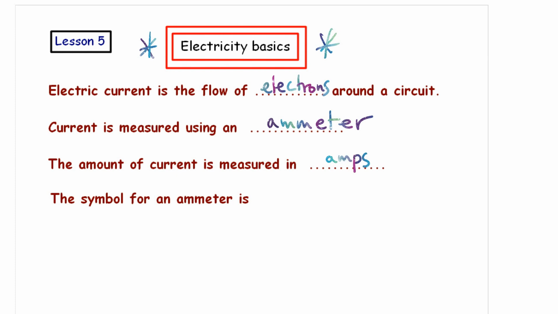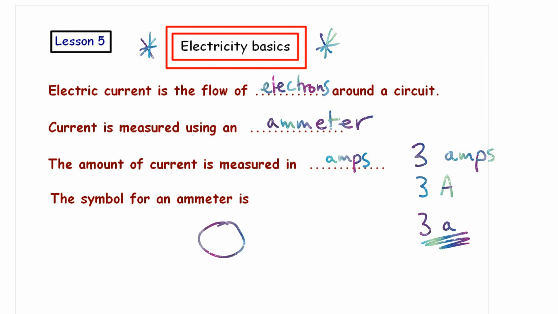If you were to write down a value, if you had 3 amps flowing through a circuit, you could write it down as 3 amps, where the unit is a capital A. If you wrote it down like that in the GCSE, you wouldn't get a mark, okay? It needs to be a capital A. Now the symbol for an ammeter is a circle with a capital A inside it.